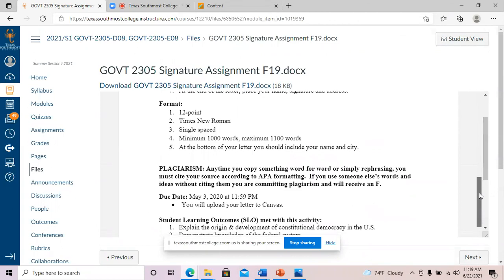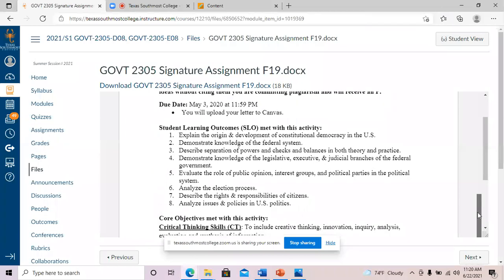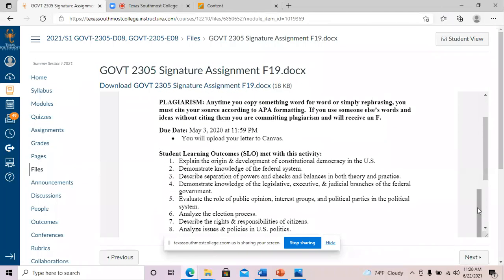And then of course, anytime you copy something word for word, or even simply rephrase it, you must cite your source according to the APA format. If you use someone else's words and ideas without citing them, you are committing plagiarism and will receive an F. So again, make sure that you do cite your sources, because you probably will have some sources, since you do have to research this topic, right?